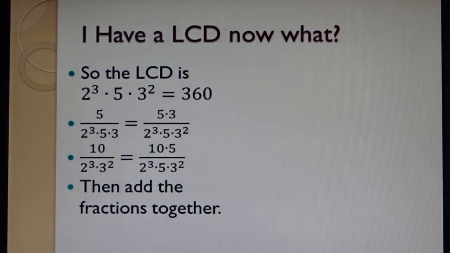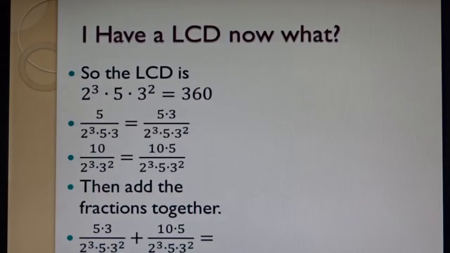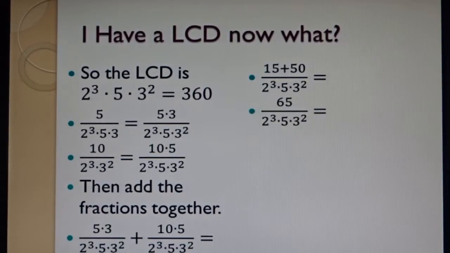Then we add the fractions together. So we're going to add them together. And in order to add them together, we're just going to add the numerators, the top 2 numbers. And the top number is 15 plus 50. So 15 plus 50 is going to give me 65 over our LCD.